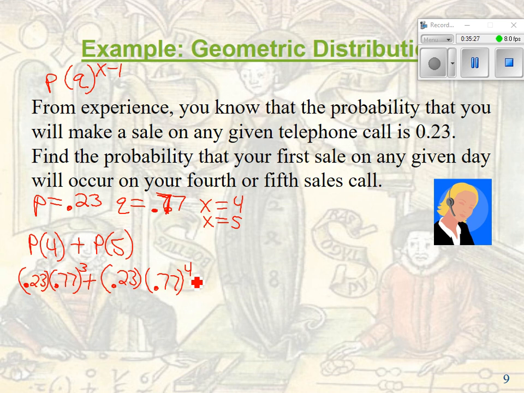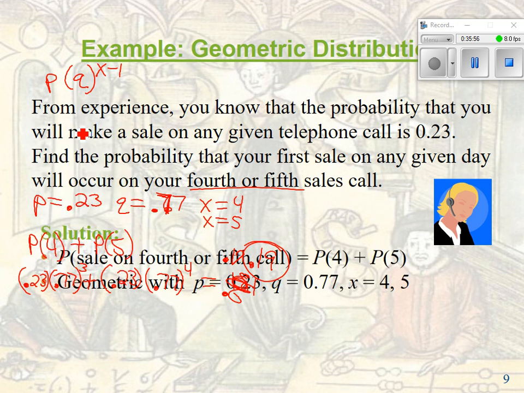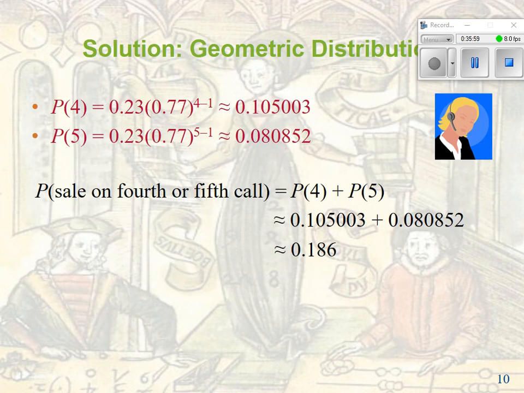But does it want one answer or does it want two? It wants the fourth or fifth call. So it wants both of them together. What is it? 0.18 or 0.19. 0.19? Yeah, I wrote that. If that's right. 0.186, pretty close.